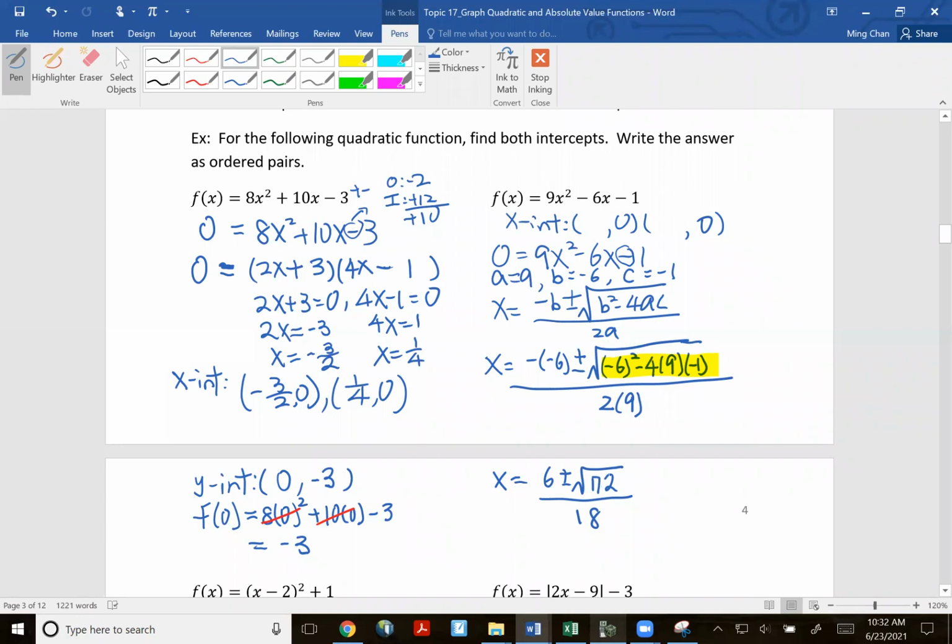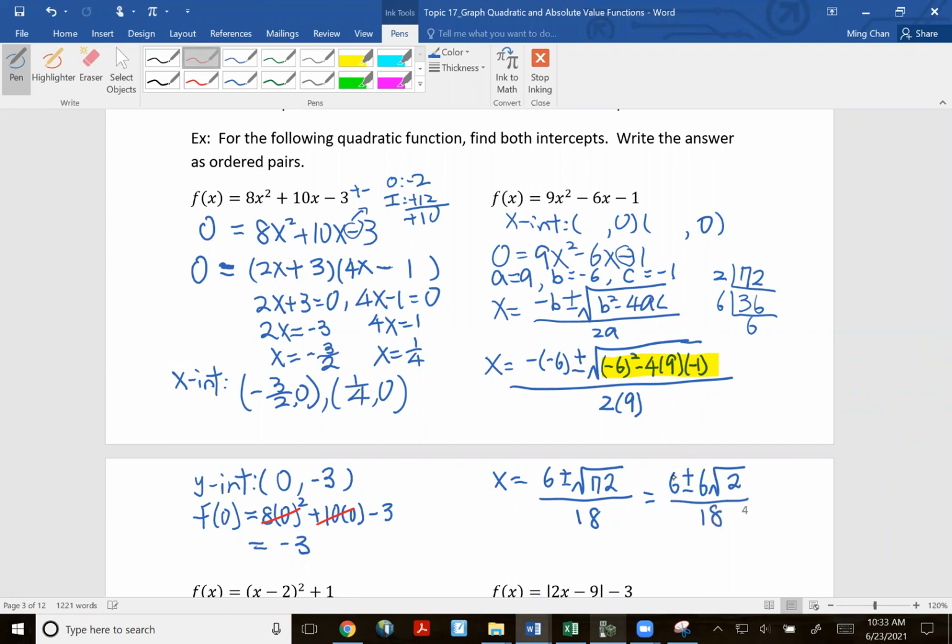All right, let's see if we can break down the 72. Got to simplify my radical. All right, I'm going to use prime number 2. 2 going into 72 should be 36 times. All right, 36 is 6 times 6. So the entire 72 is going to be, since I got two 6s, one of these 6s will go outside. So that will be 6 plus or minus 6 times the square root of 2 left inside the radical, whole thing over 18.